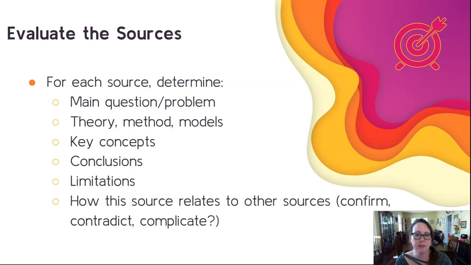Finally, in a literature review that is designed to lead to a larger project, you should make sure that you know and identify how that source relates to your project and relates to each other source. So it's a comparison of various sources. Do these sources confirm each other's findings? Do they contradict or complicate each other's findings? Identify all of these points for each source.